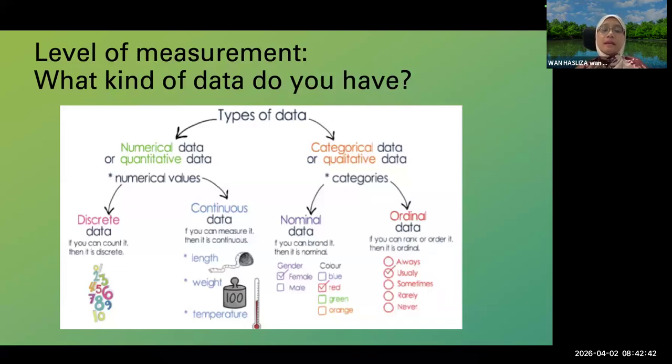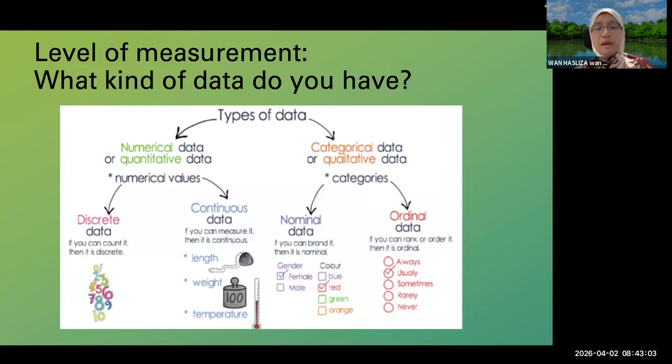Okay. Second is ordinal. We still give a name, but they have a ranking, or you can order them. For example, when you talk about pain: mild, moderate, severe. Or always, usually, sometimes, rarely, never. So that is the ordinal data.